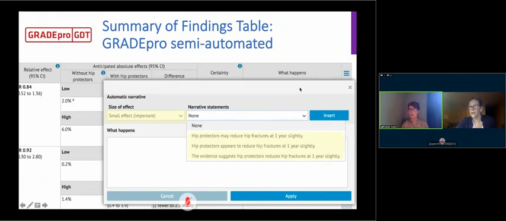And then maybe at 12:28, I'm not sure if you've maybe talked about this already. I find the wording that is encouraged for preparing summary of findings tables using GRADE a bit confusing. For example, "may lead to" for moderate certainty versus "probably leads to" for low certainty. Is there another way to summarize the statement?